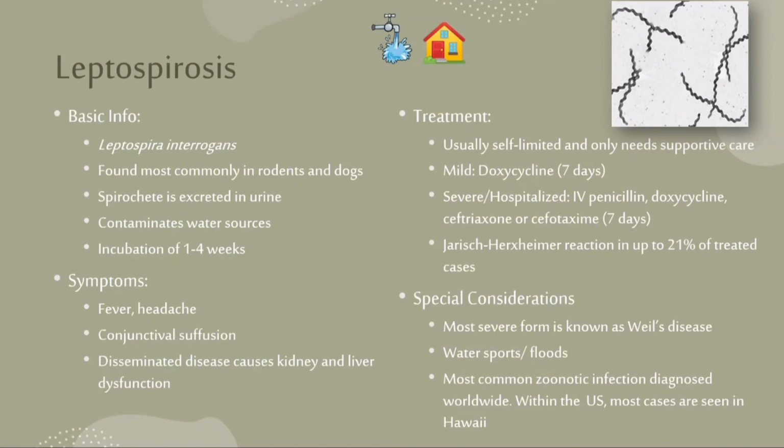And then Weil's disease is the most severe form. This is when our liver and kidneys are involved. This causes jaundice, liver failure, bleeding issues from the liver failure, respiratory distress, and then most of these patients end up on RRT.